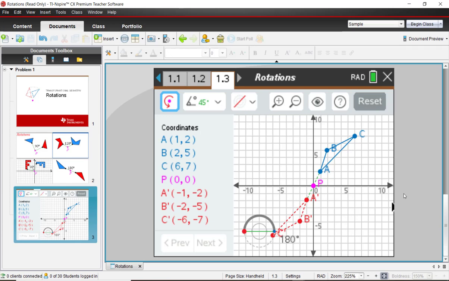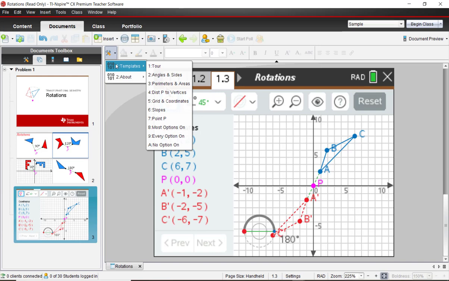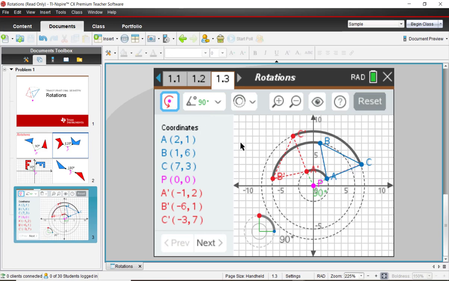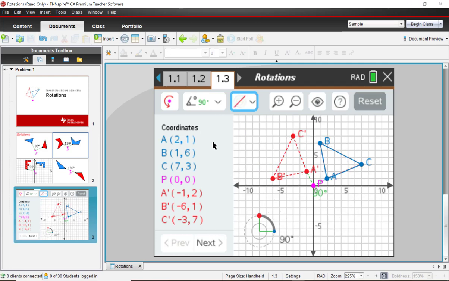So let's go back to the TI-Nspire software and go over to Tools, Templates, and we're going to go down to number 6, Slopes. So it's Tools, Templates, Slopes. And we want to rotate 90 degrees, which it says right here. So we're going to go ahead and rotate 90 degrees. Notice it is showing us the arcs and the concentric circles. I think maybe I'll turn those off here. So I'm going to click on this drop-down menu and go to Nothing On.